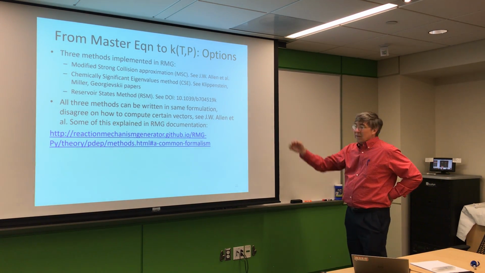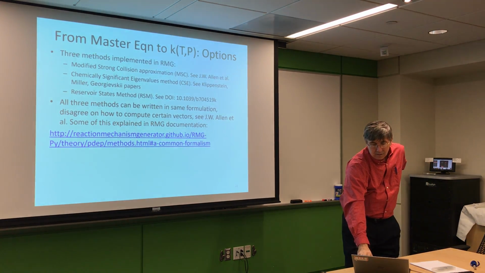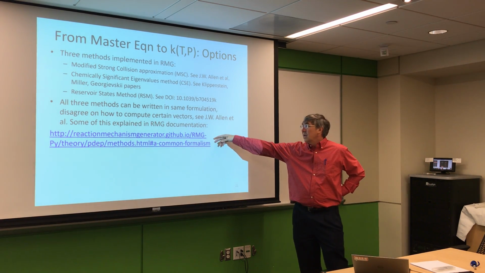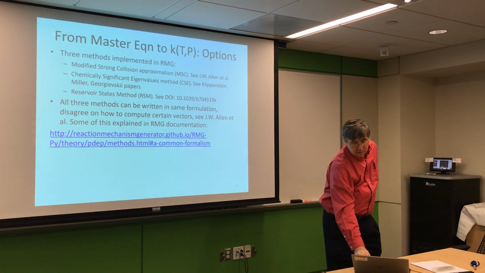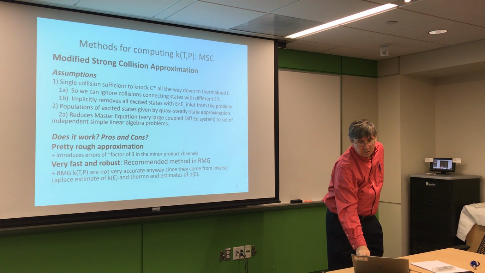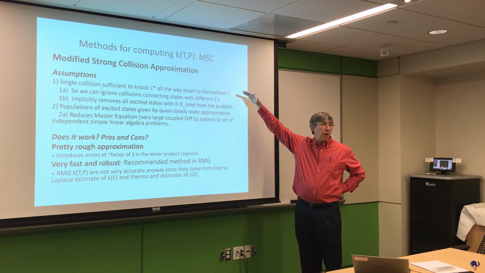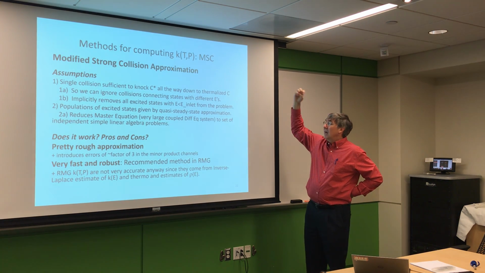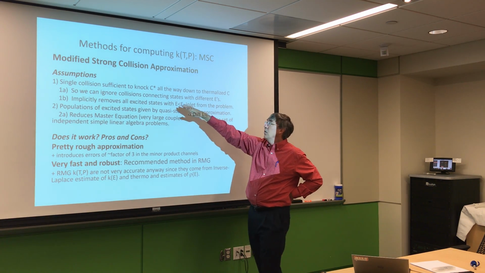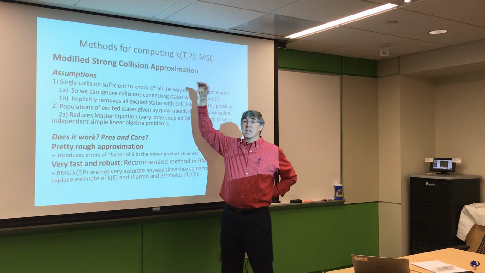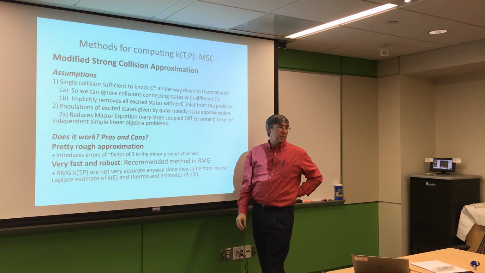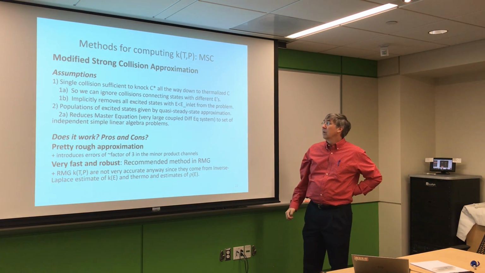They all turn out to be written in the same mathematical format. You can look at this link to see it, and Josh's paper has more discussion about that, but I'm not going to do that because of time. But let me just say what the modified strong collision is, because that's what you probably use the most. The assumption is that a single collision is sufficient to take your energized molecule and cool it all the way down to become the Boltzmannized molecule.